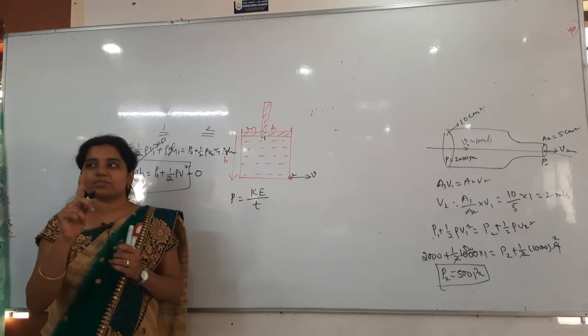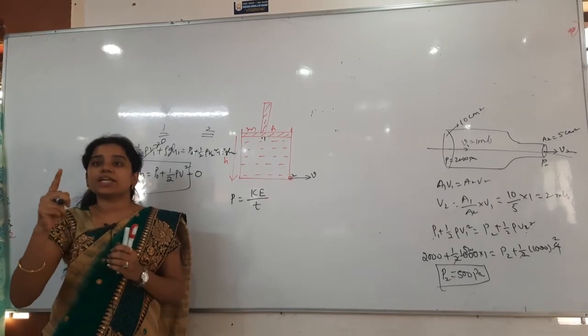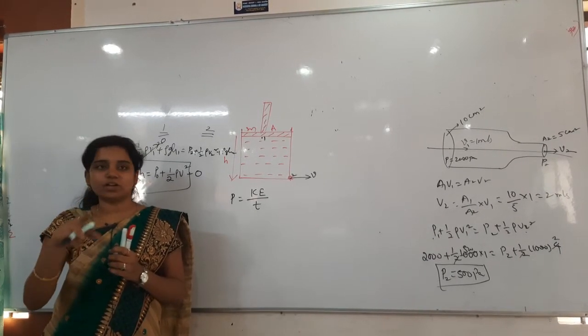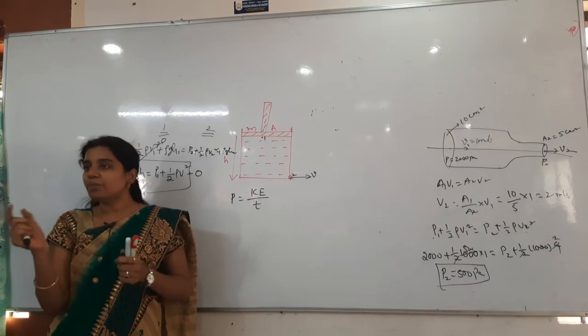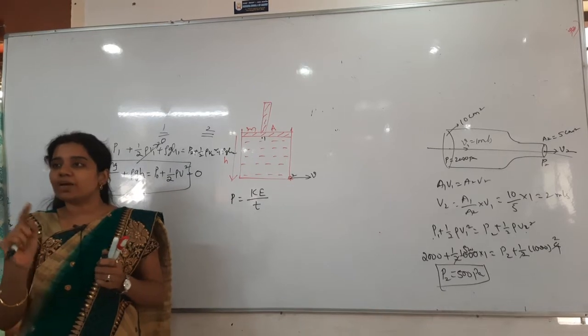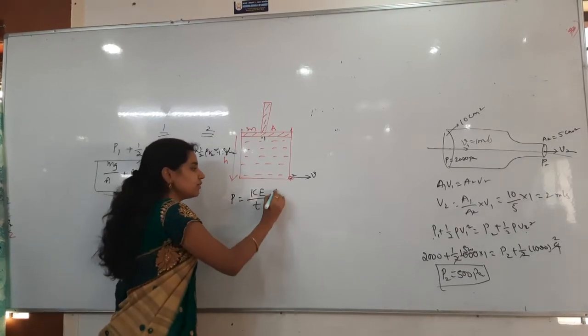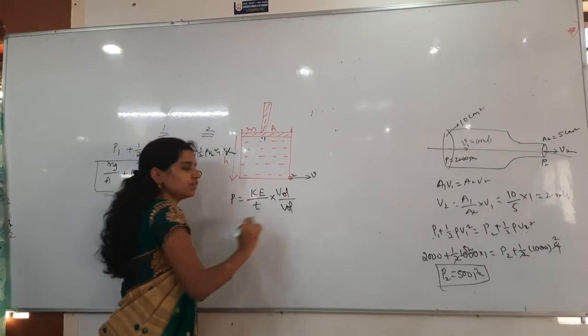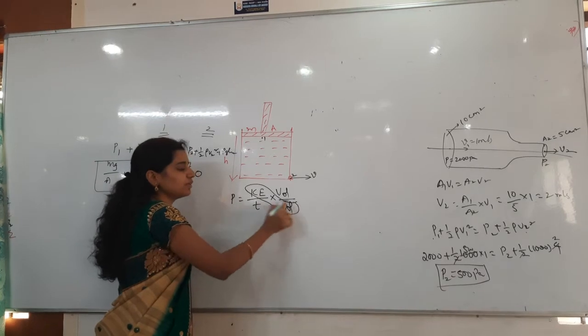Rho and V are there, but what is the kinetic energy formula? Half rho V square. What is that? Kinetic energy per volume. Kinetic energy means half into delta M into V square, we got. But we got that kinetic energy per volume. But is there any volume here? No volume. So what will I do? I will multiply and divide by volume. Clear?